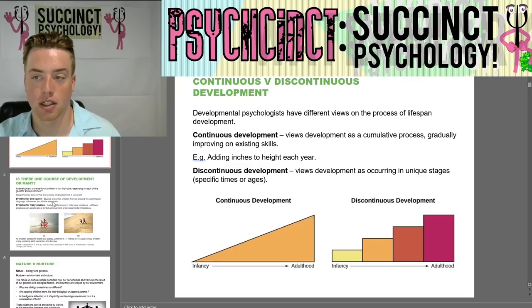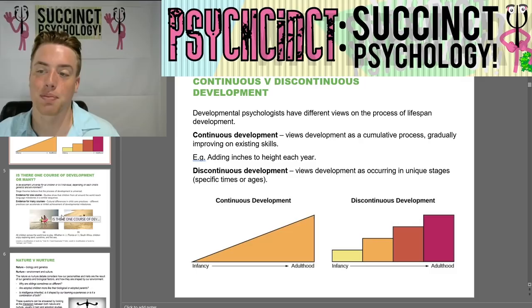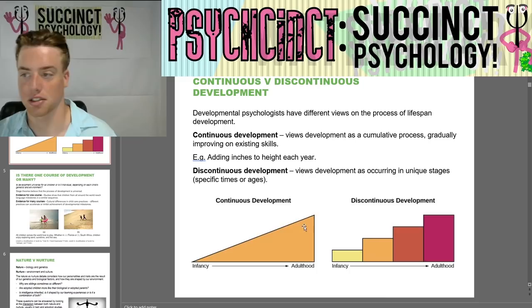So, continuous versus discontinuous development. Developmental psychologists have different views on the processes of lifespan development. So continuous development views development as a cumulative process, gradually improving on existing skills, for example, adding inches to height each year. Now, discontinuous development views development as occurring in unique stages, so specific times or ages. So here you have continuous development from infancy to adulthood. Discontinuous development is infancy, you know, to adulthood, but you see it's not a straight line, it's not a steady slope, it goes a little variable.